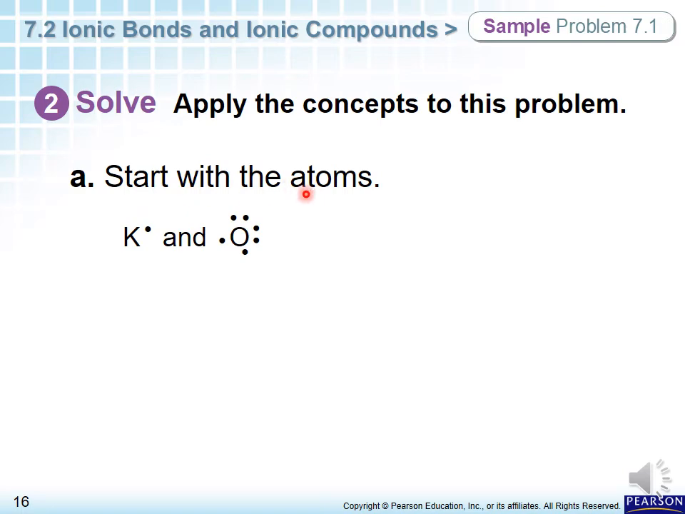Now let's start. Potassium belongs to group 1. So how many valence electrons? 1. Oxygen is in group 6. How many valence electrons? 6. You can see.